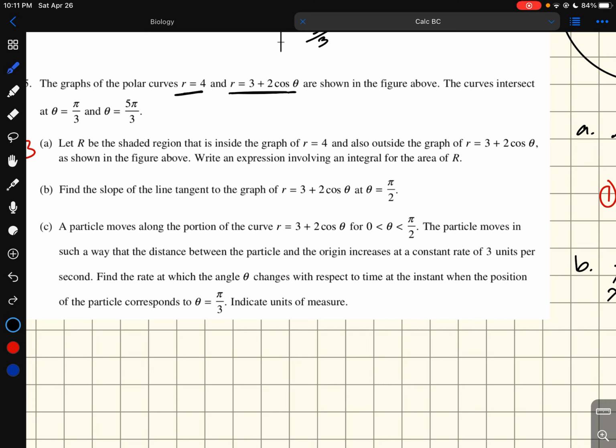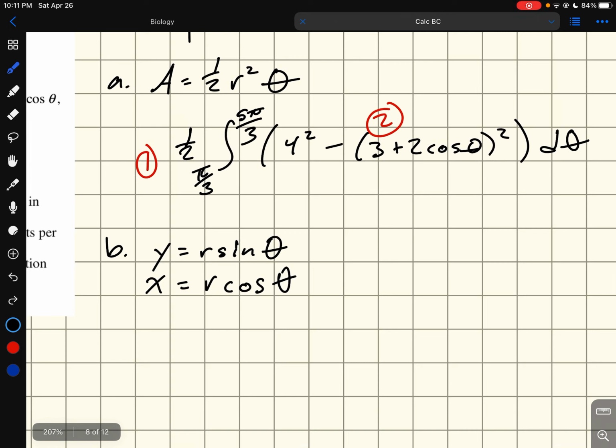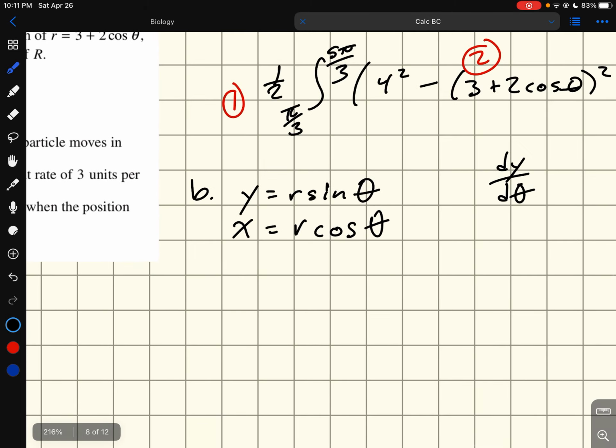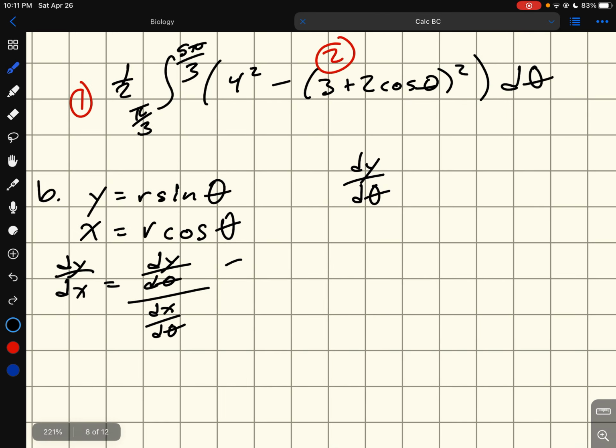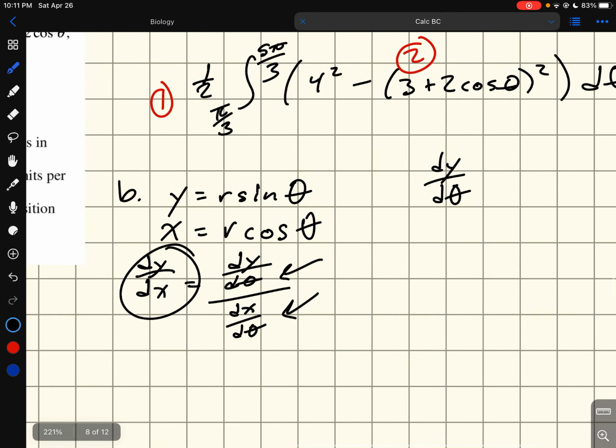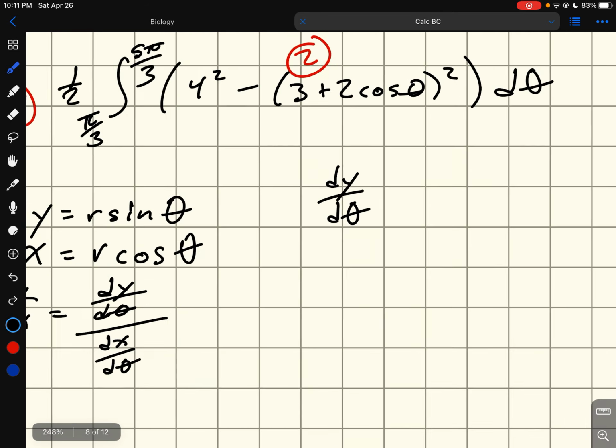And to get to dy dx, we have to take the derivatives of this. But right now, they're all in terms of theta. So it becomes dy d theta and not dy dx. But remember, dy dx is equal to dy d theta over dx d theta. So if we find dy d theta and then we find dx d theta, we just put them on top of each other, and then that'll give us our dy dx, which is our slope.